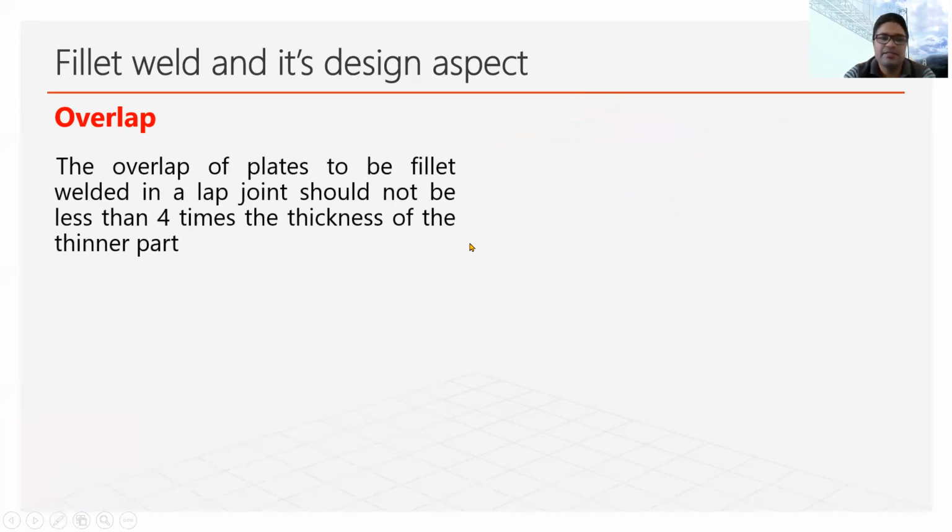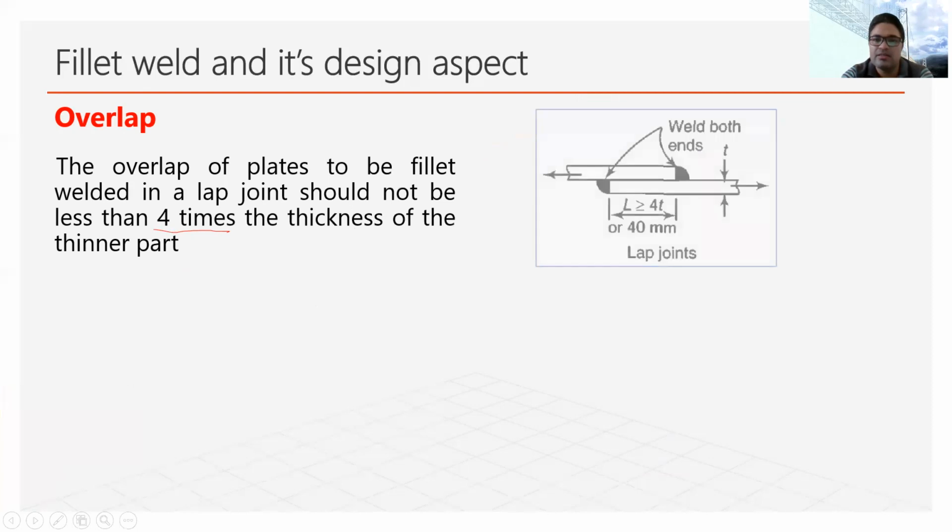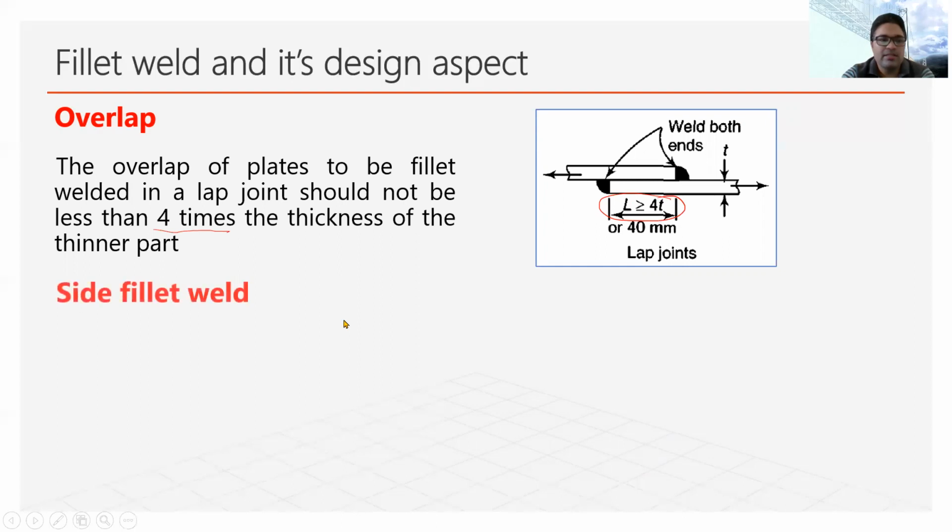It says it should not be less than four times the thickness of the thinner plate. If we are using plates of unequal thickness, then we consider the thinner plate. So here we can see the lap length should be greater than or equal to 4 times the thickness of the thinner plate. Then the next point is side fillet weld. This is also very important.